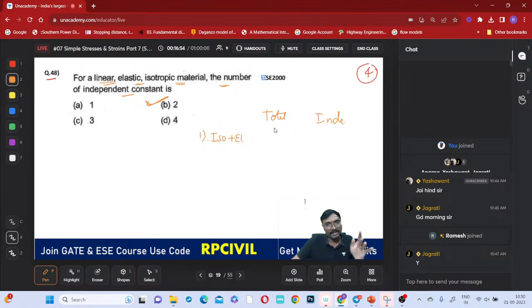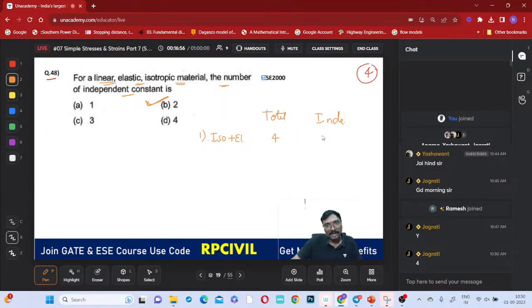E, K, G, mu, right? Total number are 4. And what is that independent? Independent number will be 2, na? Yes, so you are correct, right? Yes, Jagrita, correct, right? Independent to why? Because if you just observe E equal to 2G into 1 plus mu, G we can calculate from E and mu, K we can calculate from E and mu, right? If you know 2, you can calculate the others. Definitely.